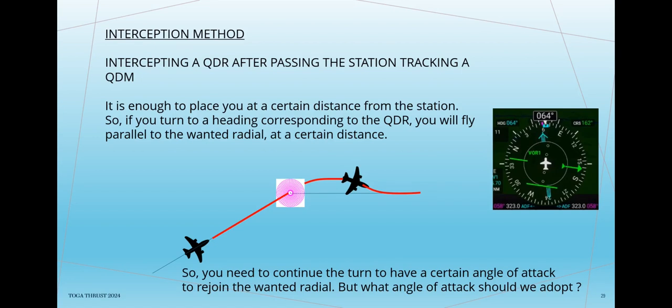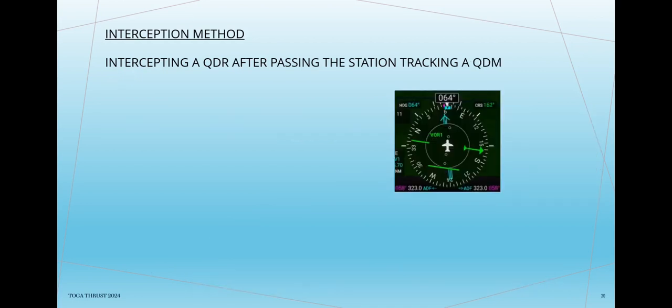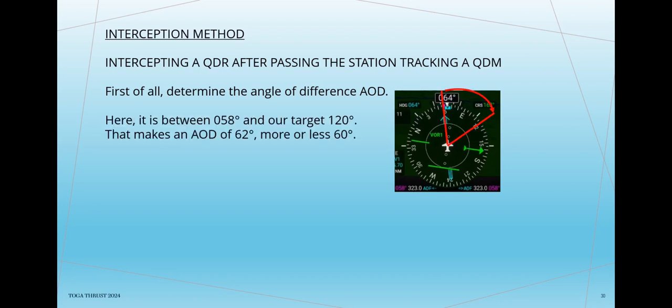So, you need to continue the turn to have a certain angle of attack to rejoin the wanted radial. But what angle of attack should we adopt? First of all, determine the angle of difference, AOD. Here, it is between 058 degrees and our target 120 degrees. That makes an AOD of 62 degrees, more or less 60 degrees.